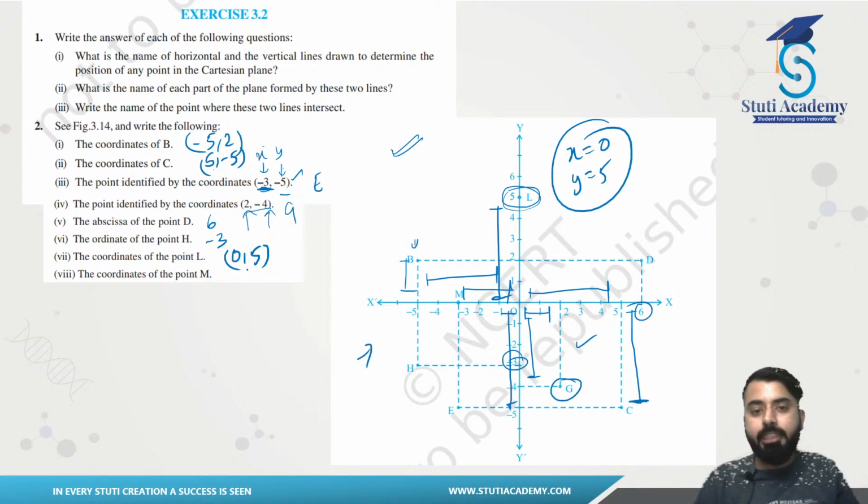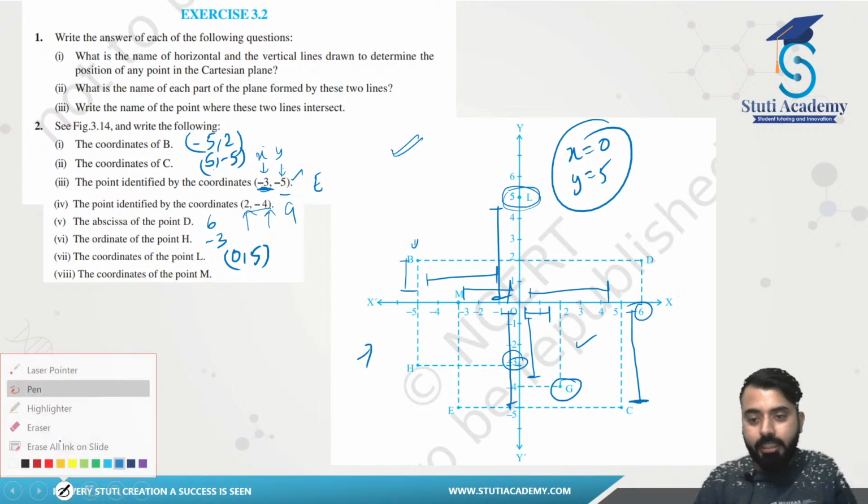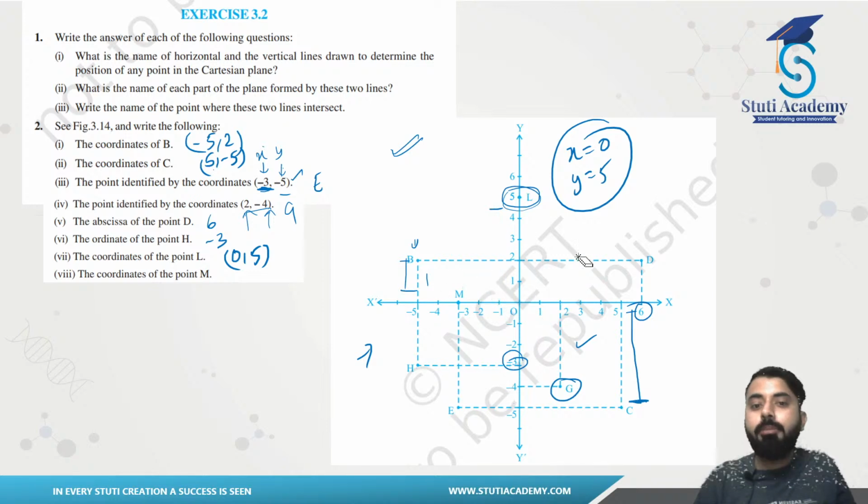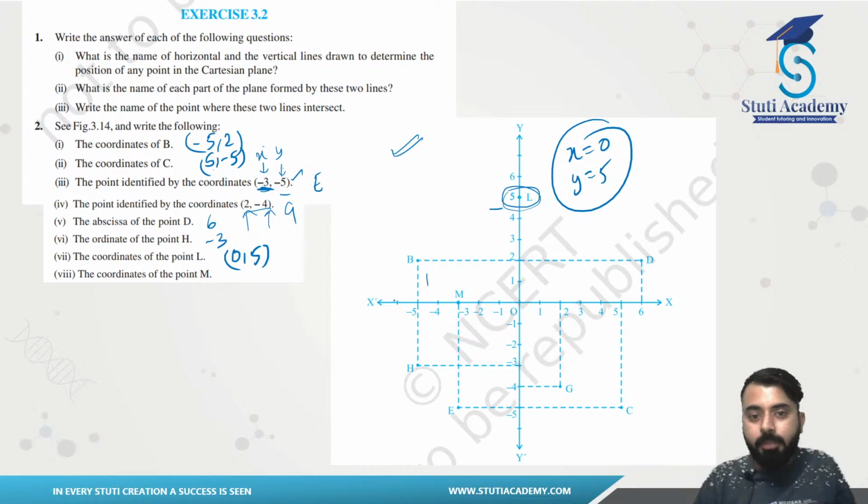And coordinates of point M, where is point M? Let me just erase this. I can see the point M is right here. M is lying on the x-axis, and on the x-axis y is 0. So it will have y as 0. And its horizontal distance is -3 units. So it will be (-3, 0). So these are the answers. I hope you were able to get each and every answer correct on your own.